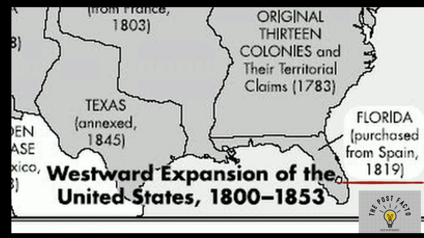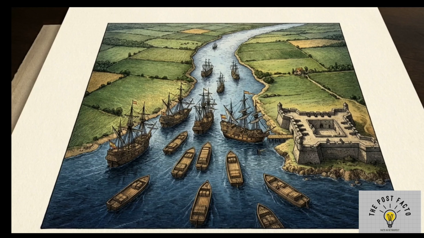Look down here at Florida. At the time, it was held by Spain. The U.S. required this peninsula because southern rivers flowing out of American territory emptied into the Gulf of Mexico through Spanish-controlled land, stunting agricultural trade.